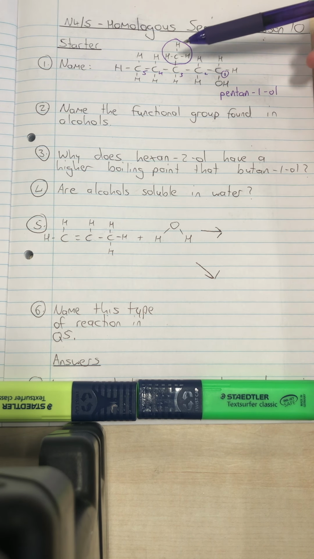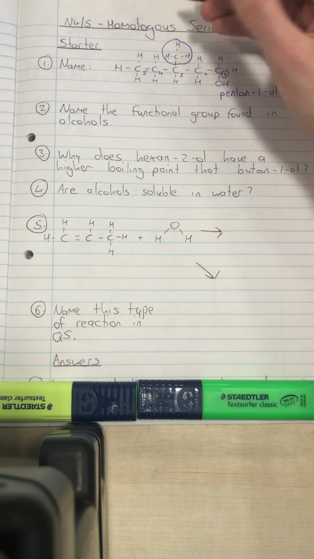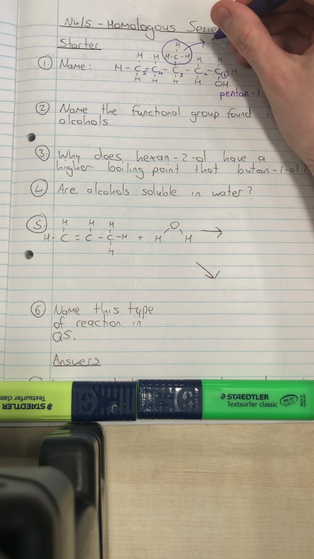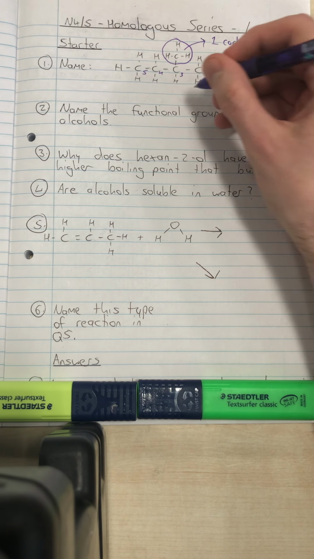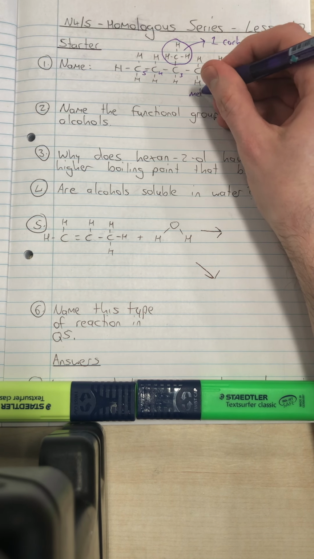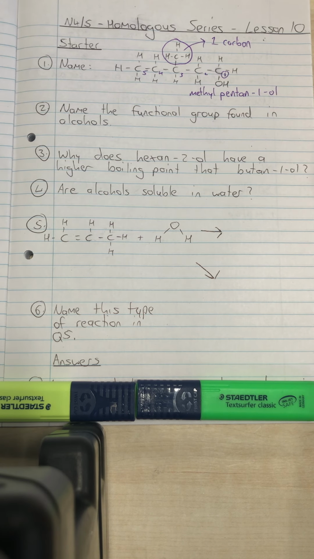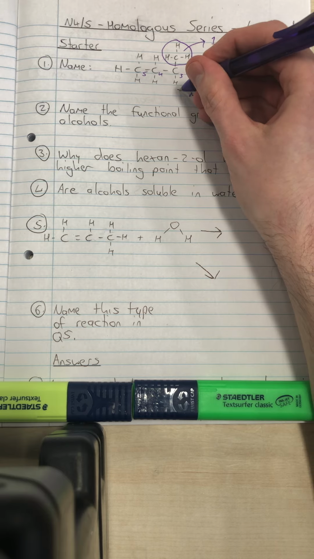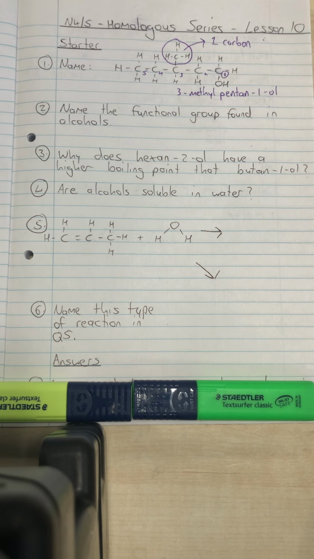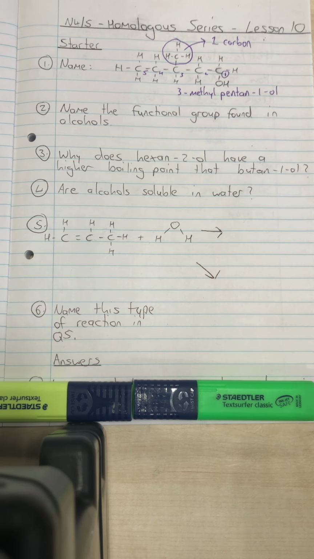Now, we've also got a branch. You'll notice on that branch we have one carbon. Okay, so we call that methyl. And what carbon is that methyl branch on? It's on carbon 3, so we call that 3-methylpentan-1-ol. Yeah, simple.